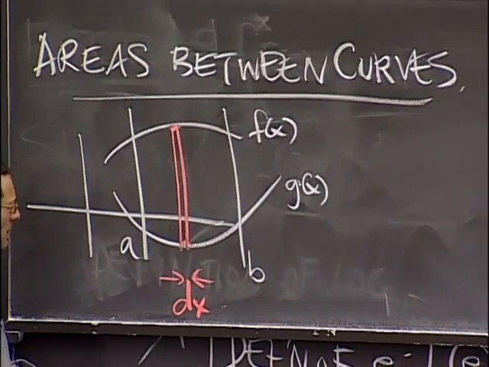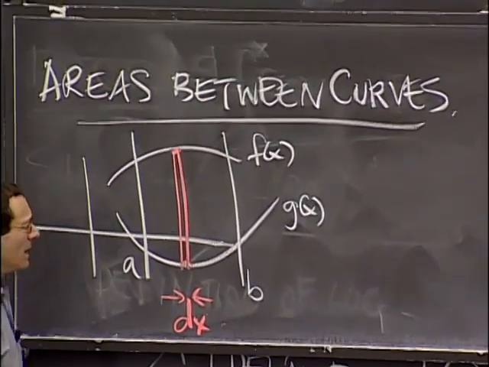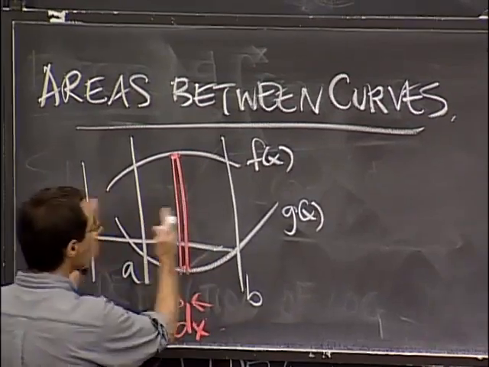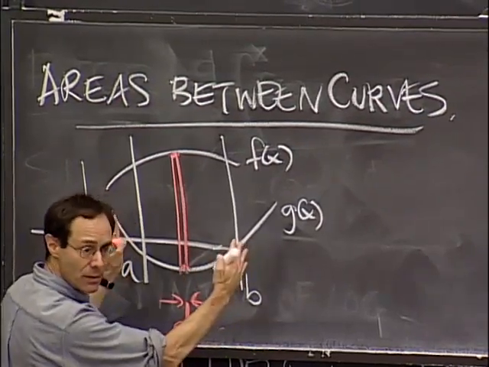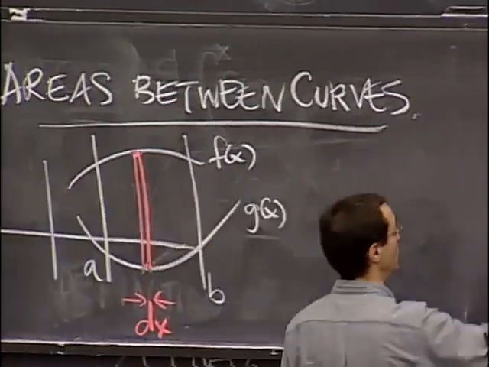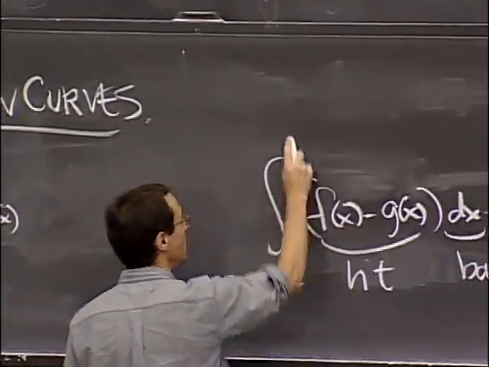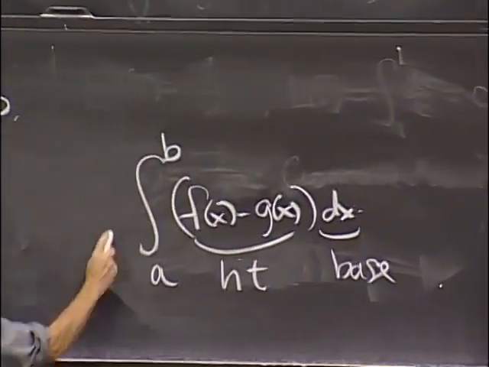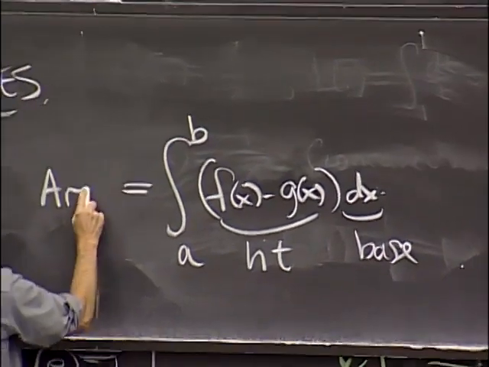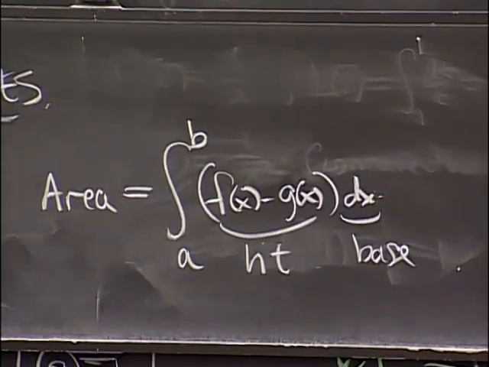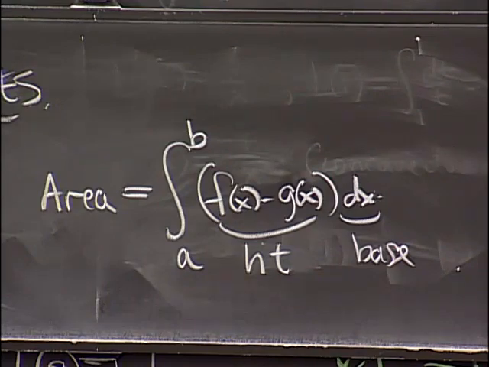Is it exactly right? In order to get the whole area, I have to add these guys up. So I'm going to integrate from a to b. That's summing them. That's adding them up. And that's going to be my area. So that's the story here.